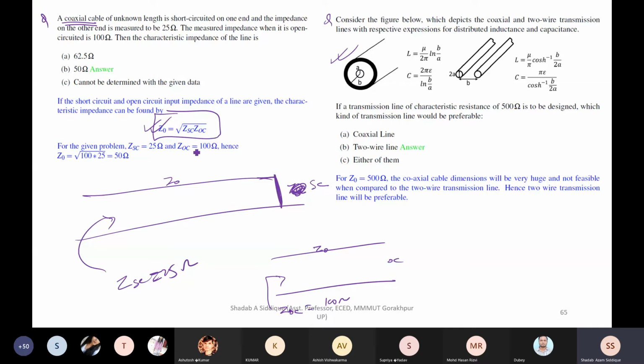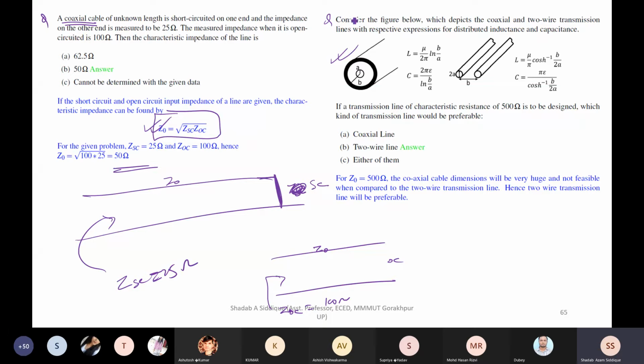For the given problem, ZOC is equal to 100 ohm and ZSC is equal to 25 ohm, and if you multiply and take the square root, it comes out to be 50 ohm. That is one type of problem. You can find this type of problem in GATE also. That is asked in IES exam also many times. So you can go through this.